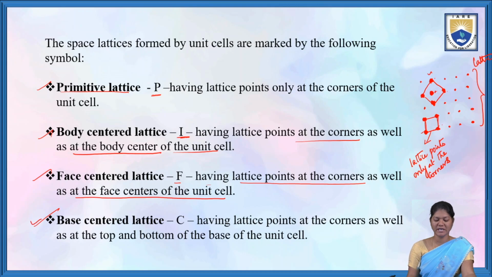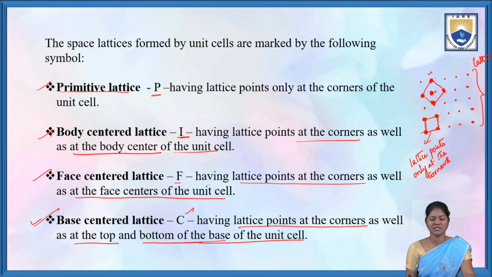Coming to the base centered lattice. In this base centered lattice, there are lattice points at the corners as well as at the top and bottom of the base of the unit cell. So base centered lattice has not only the lattice points at the corners but also at the top of the unit cell and the bottom of the unit cell. So it is denoted with capital C.